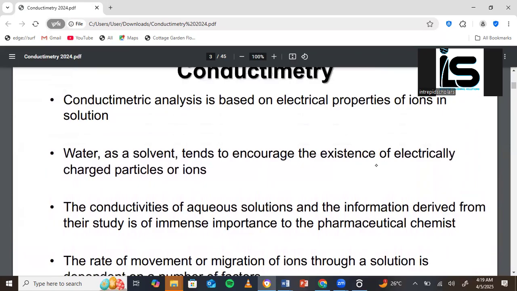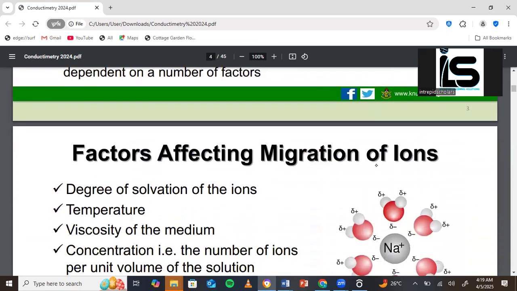So now, what brings about conductimetry, as we are studying this topic, is the ability of solutions to conduct electricity. Now, that ability of solutions is because of the presence of ions. Then we have stated emphatically that some solvents like water encourage the existence of ions in solution. And these ions, just as we have electrons moving in metals, can also move to facilitate the transfer of electricity. Right? That is what we are talking about when we talk about conductimetry.